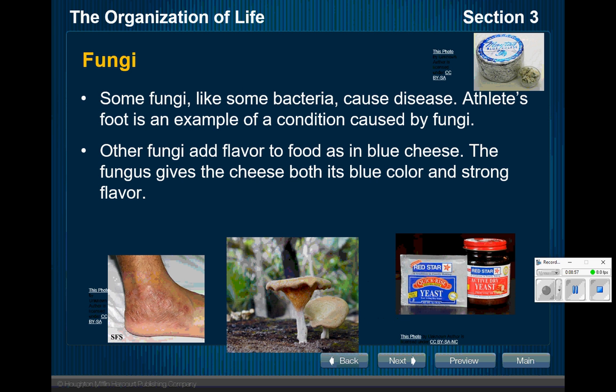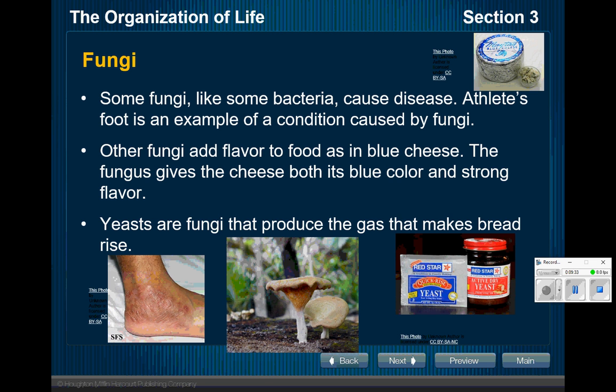Some fungi, like some bacteria, also can cause disease, such as athlete's foot, for example, or yeast infections. These are caused by a fungus. Other fungi add flavor to food, as in blue cheese. The fungus gives the cheese both the blue color and a strong flavor. So we can thank them for our bread and we can thank them for our cheeses, but we can also not thank them, I suppose you could say, for athlete's foot and other conditions that come from a fungal infection.